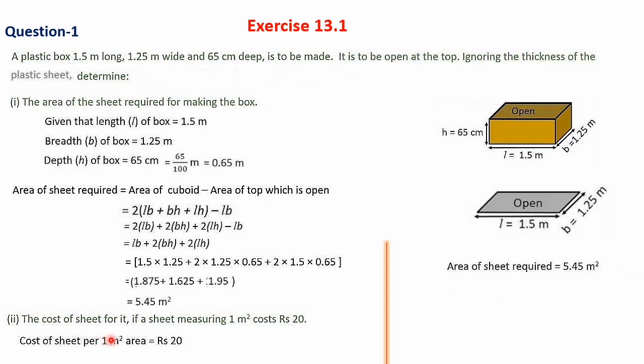So 1 meter square is rupees 20. Then cost of 5.45 meter square area of sheet is 5.45 into 20. Once again, 1 meter square cost is 20, so 5.45 meter square area is 5.45 into that 1 meter square value, that is 20. Area into the rate. Here this is called the rate, per meter square how much cost is there, that is called the rate. So area into rate, 5.45 into 20, that is rupees 109. So the cost of sheet is rupees 109 and the area of sheet required is 5.45 meter square.